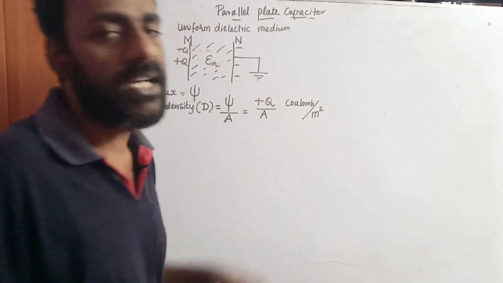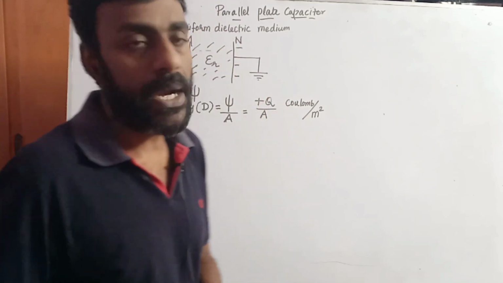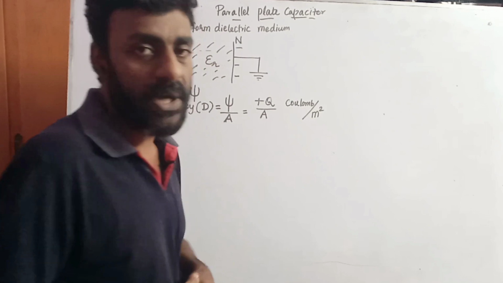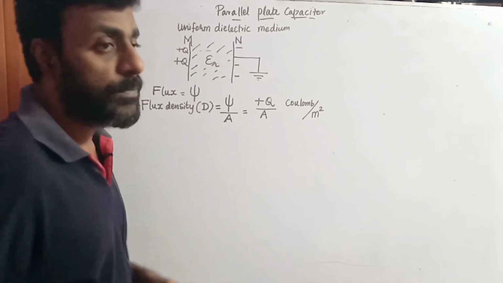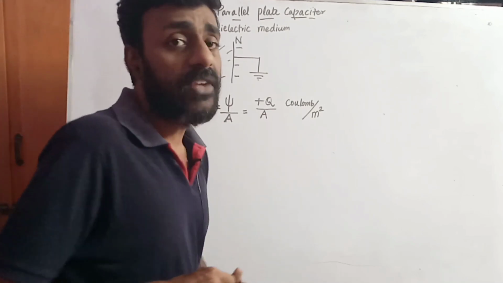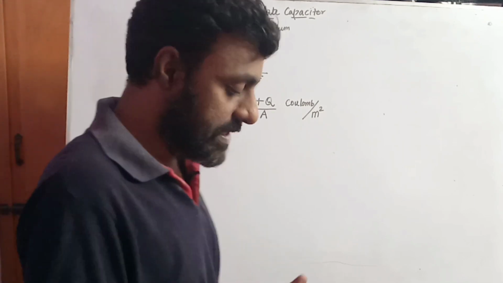The unit for charge is coulomb, unit for area is meter squared. So this is Q divided by A. So this is all about flux density. So now we need to find the electric field intensity.